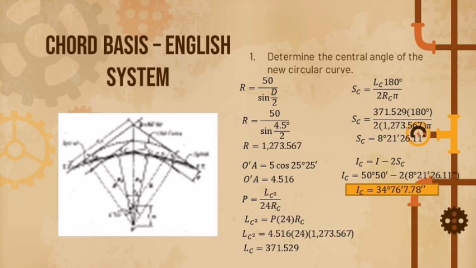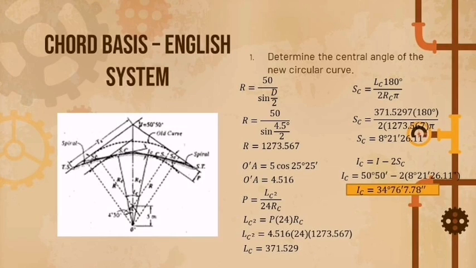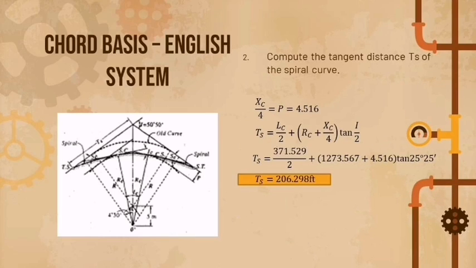So going to IC, so the formula for IC is I minus 2SC. So the value of our I, or angle of intersection, is 50 degree and 50 minutes minus the 8 degree 21 minutes 26.11 seconds. So after computing that, you will get the answer of IC is equals to 34 degree 76 minutes 7.78 seconds.